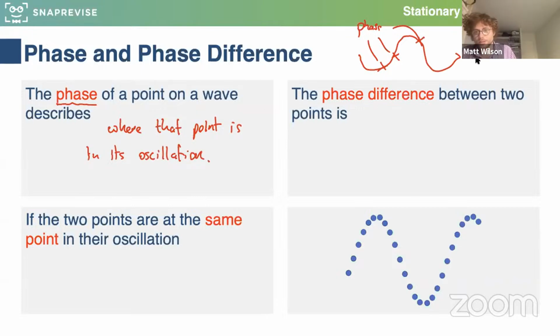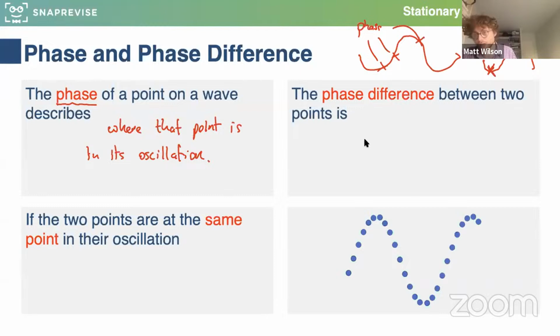So, for instance, let me draw another one here. This point here is at the top of its oscillation. So it's at a different phase to this point here, which is at the bottom of its oscillation. Okay, good. Now, often we care about two different points. So for instance, I was already doing it here. I was comparing two different points. And I could see that they were somehow different because there was some difference in their phase.